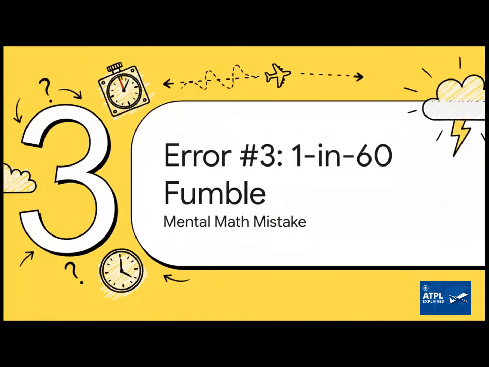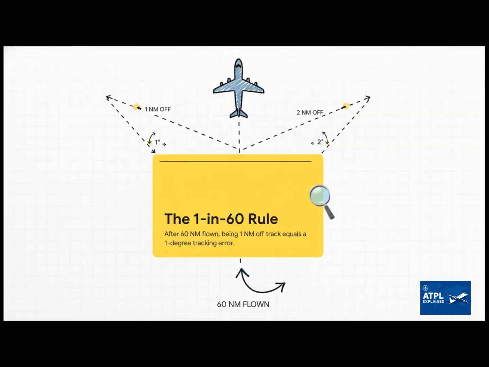Let's move on to error number 3. This one's about misusing one of the most powerful mental math tools a pilot has, the 1 in 60 rule. It is brilliant for making quick corrections in the air, but it is so easy to fumble under exam pressure. So what's the core idea here? It's actually a beautifully simple ratio.